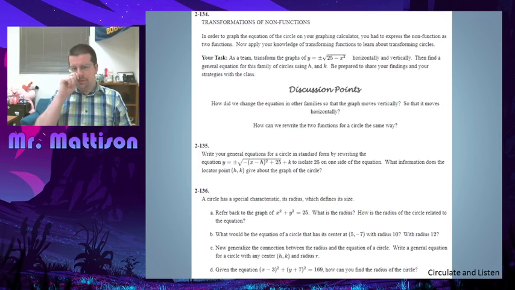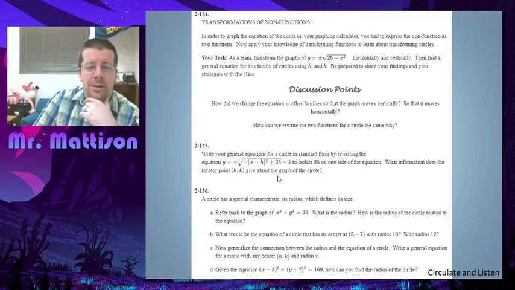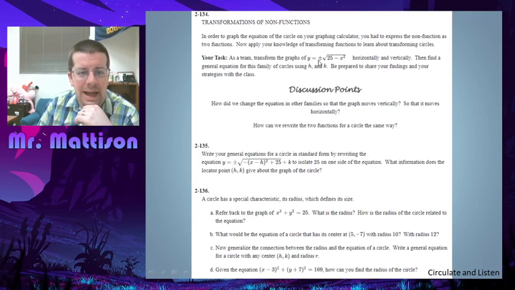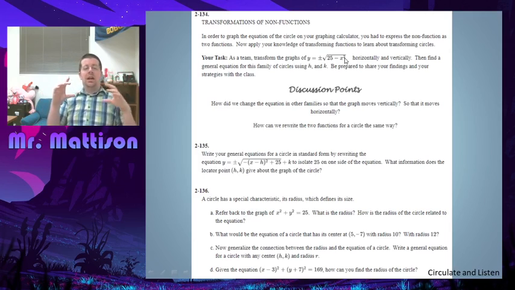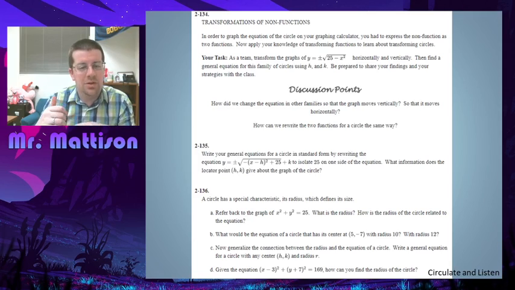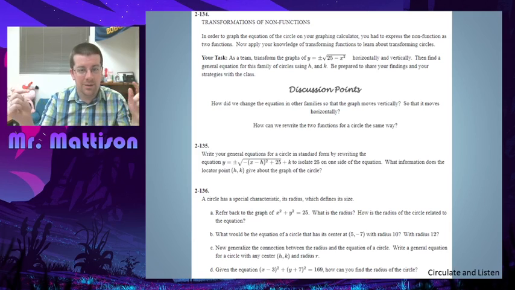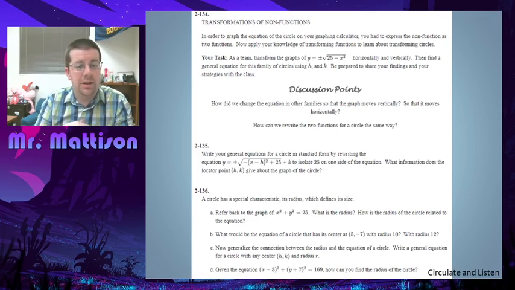So we're going to take the function which we found last time, right? Y is equal to plus or minus the square root of 25 minus x to the second. Those were the two functions that together made up one circle, right? So we're going to use those, and since we know how to transform functions, we're going to apply those to that and then see what we can figure out.